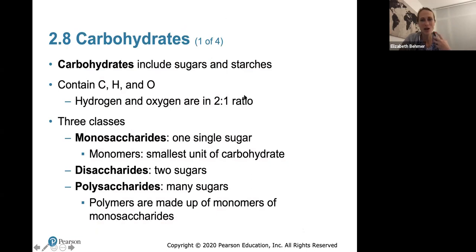Okay, so the first group are carbohydrates. There's sugars, there's starches, they contain carbon, hydrogen, and oxygen. There's three classes of carbohydrates. We have monosaccharides, which are one sugar, because we have a little play on words. Mono means one, and saccharide means sugar. A disaccharide is two sugars because di means two, and then polysaccharides are many sugars. They are made up of monomers of monosaccharides.